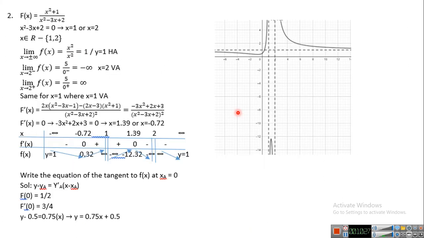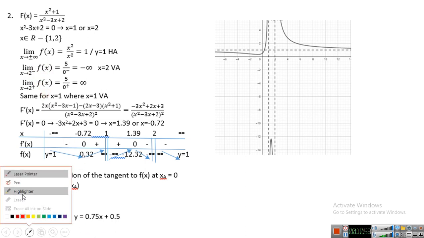Another example. Here you have x squared minus 3x plus 2 equal to 0. You have two roots, and it means I have two vertical asymptotes, x equal 1 and 2. If you take the limit at infinity, it's x squared over x squared, so y equals 1 is the horizontal asymptote. You have the limits at 2 minus, 2 plus, and we must have the limit at 1. I didn't do it by mistake.